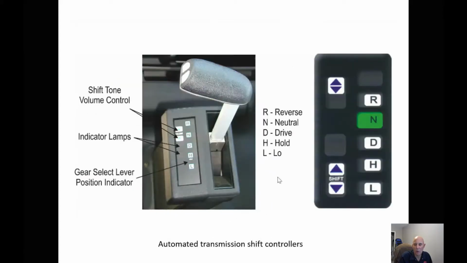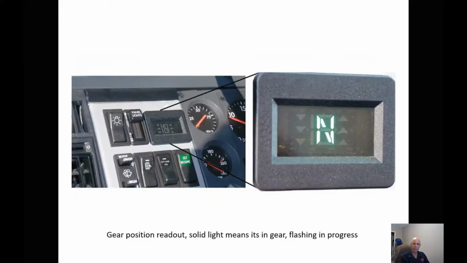Now we can also put it in a hold position. For instance, if I'm climbing a hill and I don't want the truck to shift, I can press the H button and it will hold it in that gear. It will not allow it to upshift or downshift. And again, if this indicator lamp is flashing, it's in the process of going into a gear. So on our dash, again, some of them are on the shifter, we will have a display that will tell us what gear we're in.